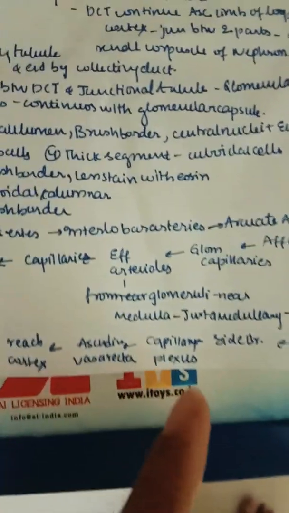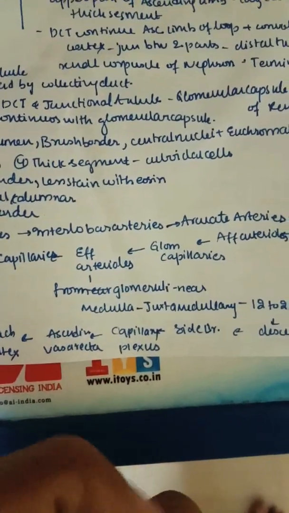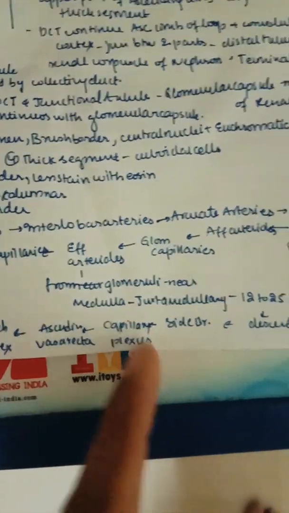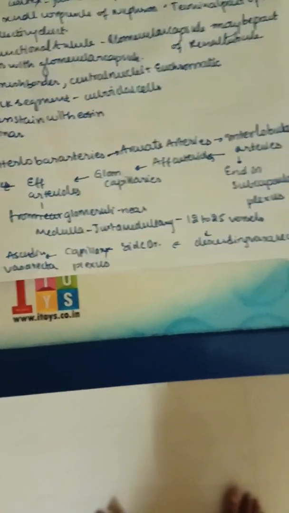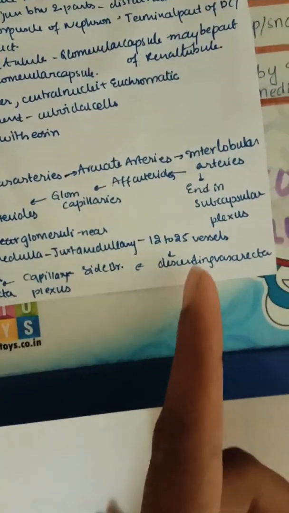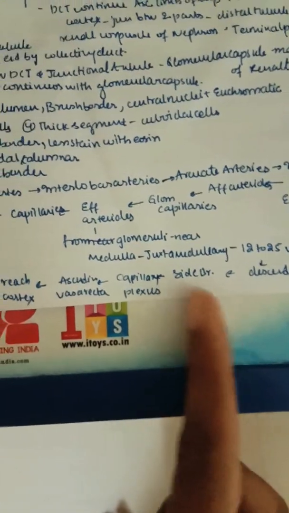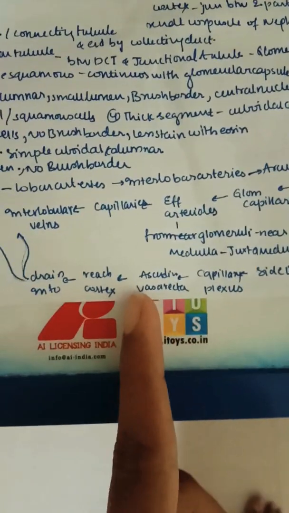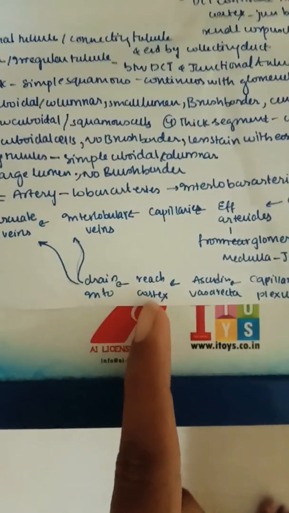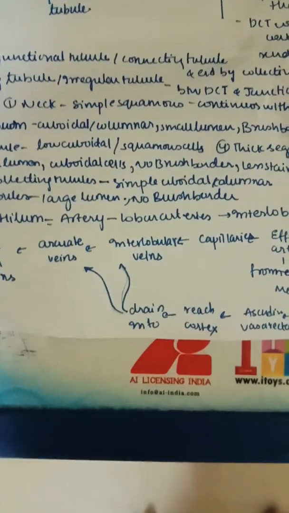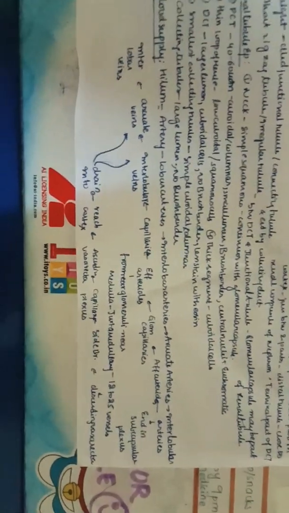Coming to the efferent arterioles, they arise from the glomeruli, and those near the medulla are known as juxtamedullary. There are 12 to 25 vessels in that place. These give the descending vasa recta branch, which gives side branches forming a capillary plexus and forming the ascending vasa recta, which again reaches the cortex and drains into the interlobular veins and the arcuate veins. So this is a small kind of flow chart. If you can remember this, it would be very helpful to remember the whole blood supply of our kidney.